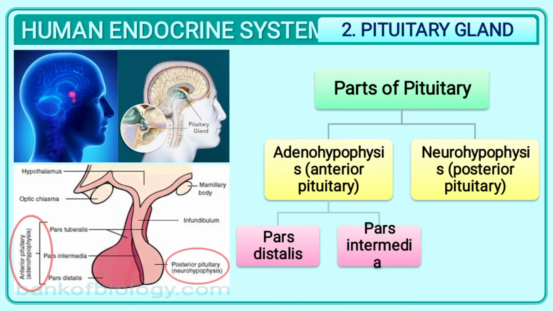What are the parts of pituitary gland? One is adenohypophysis, that is the anterior pituitary gland, whereas neurohypophysis is the posterior pituitary gland. Adenohypophysis has two more parts, pars distalis and pars intermedia. As you can see in the marked area, that's posterior pituitary, neurohypophysis on the right side, whereas anterior part or adenohypophysis on the left side. So that is the total pituitary gland area that is marked below the hypothalamus.